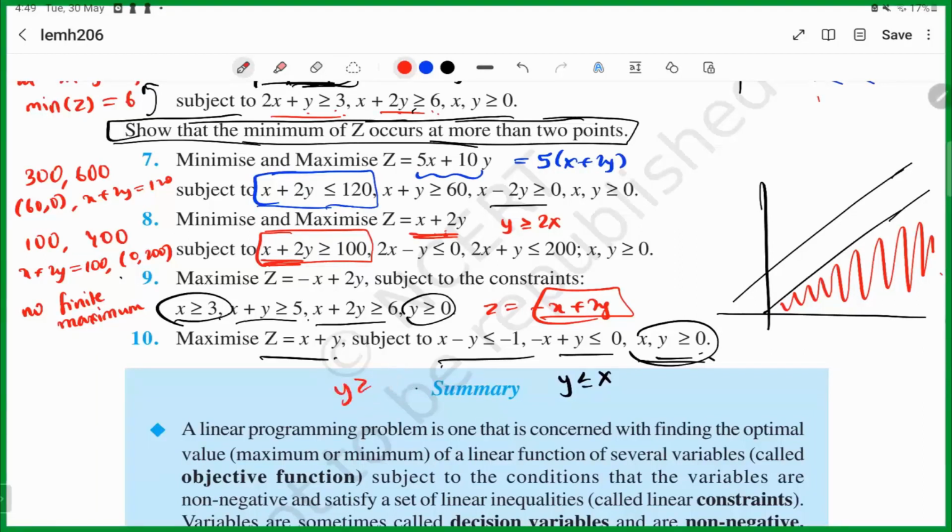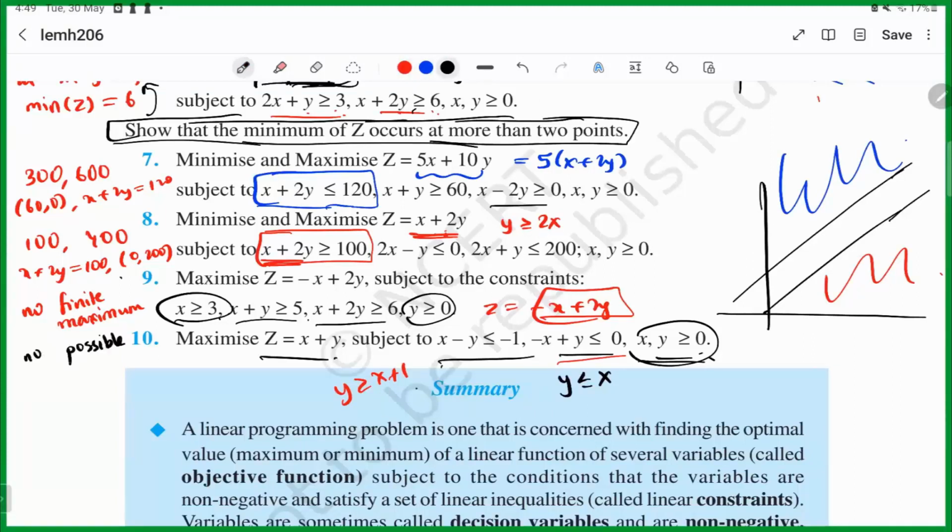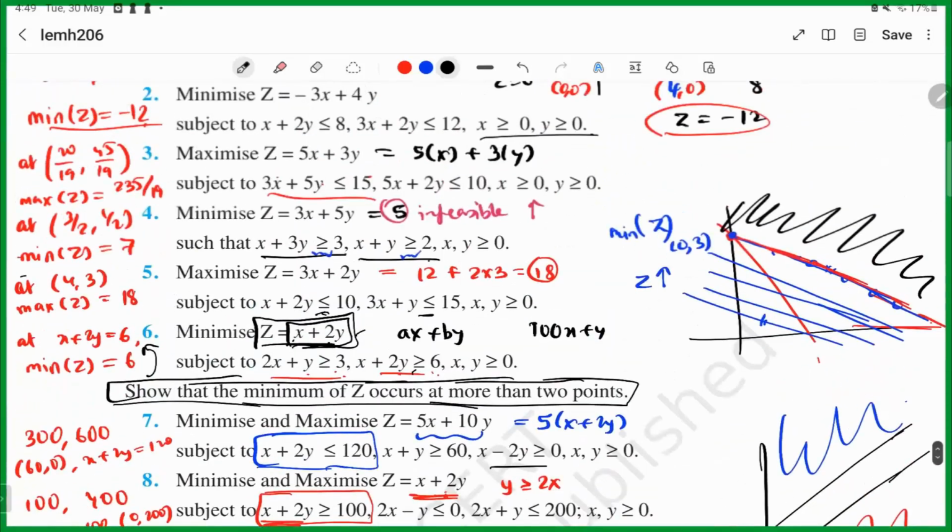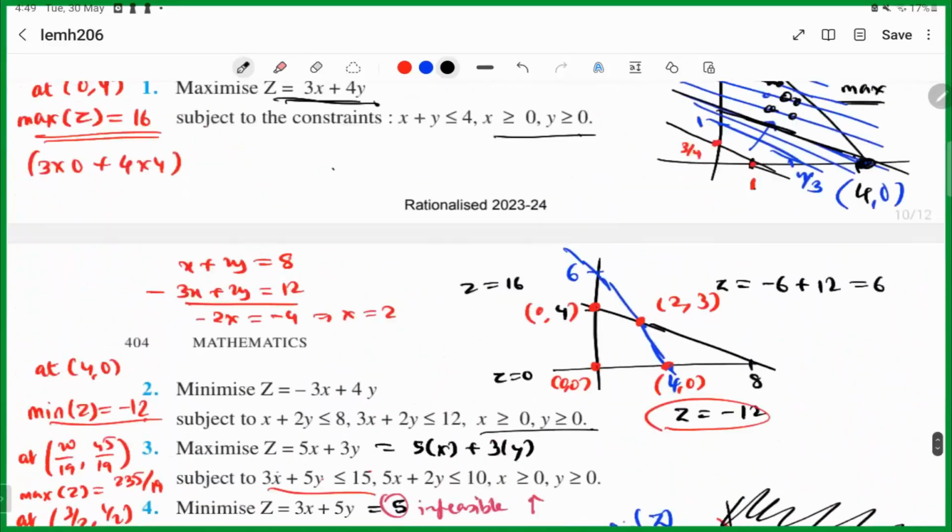Y is greater than or equal to x plus 1. Which means that the feasible region for this constraint is here, while the feasible region for the other constraint lies here. Since there's no feasible region, there is no max. Actually, forget max value. There's no possible value at all. Okay, so that's it. I think we are done with the exercise.